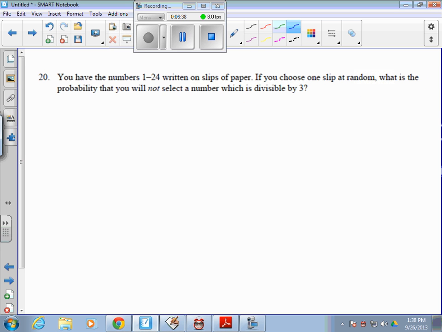20 says you have the numbers 1 through 24 written on slips of paper. If you choose one slip at random, what's the probability to not select a number divisible by 3? So you got to go through the numbers that are divisible by 3. We know just to look at the multiples, 3, 6, 9, 12. You got to do this if you have to.